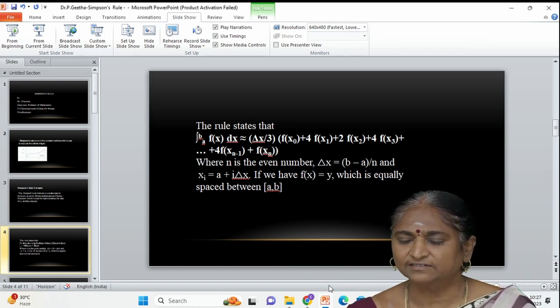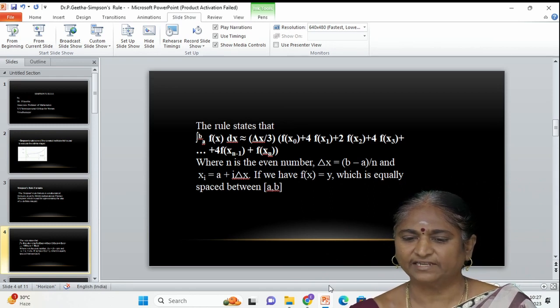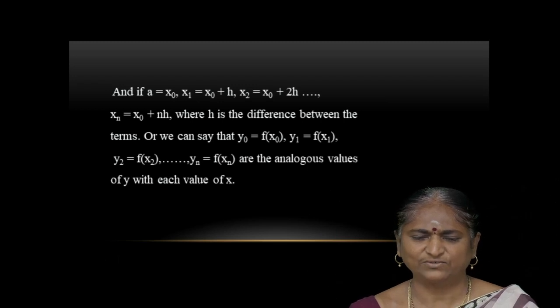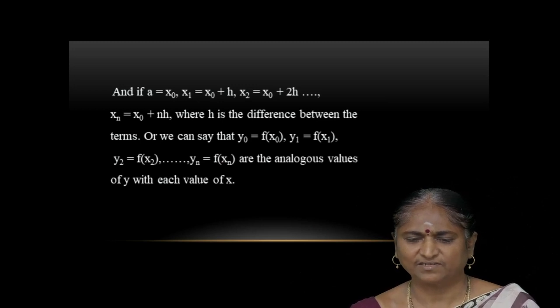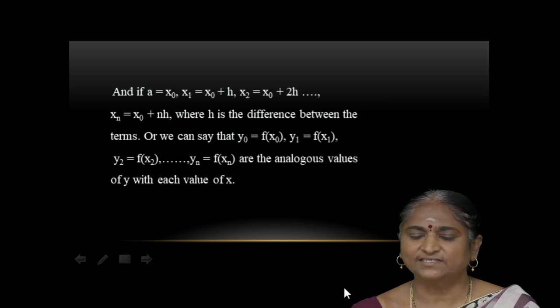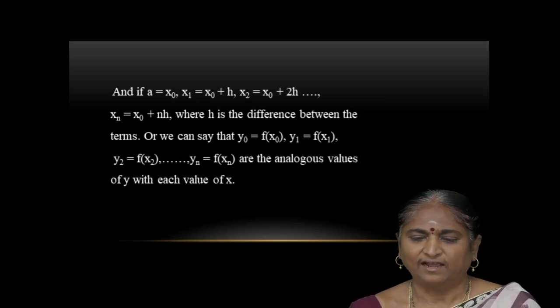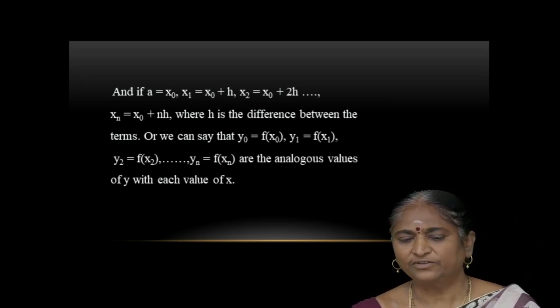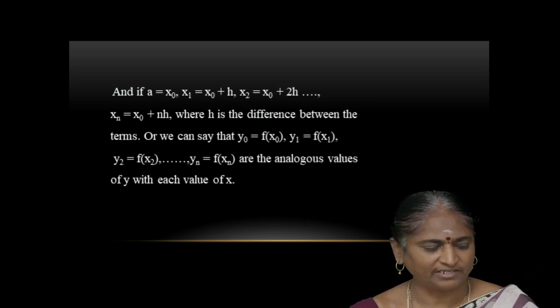Here we represent the curve f of x by y, equally spaced between the interval a to b. That can be represented by the ordinates x0, x1, x2, etc., xn. The initial ordinate is x0, next x1 is x0 plus h, x2 is x0 plus 2h, etc., and xn is x0 plus nh, where h is the difference between the terms. The corresponding values of the function are f of x0 equal to y0, f of x1 equal to y1, etc., and f of xn equal to yn. You have to find each value of y from each value of x.